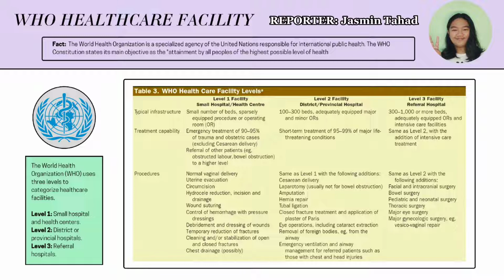In level 3 facilities, the procedures we can do are the same as level 2 but with the following additions: facial and intracranial surgery, bowel surgery, pediatric and neonatal surgery, thoracic surgery, major eye surgery, major gynecologic surgery, for example, vesicovaginal repair. Next slide please.